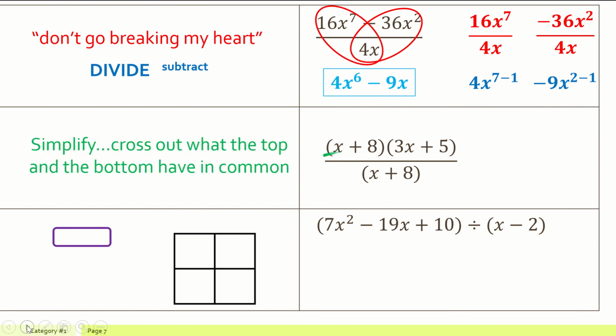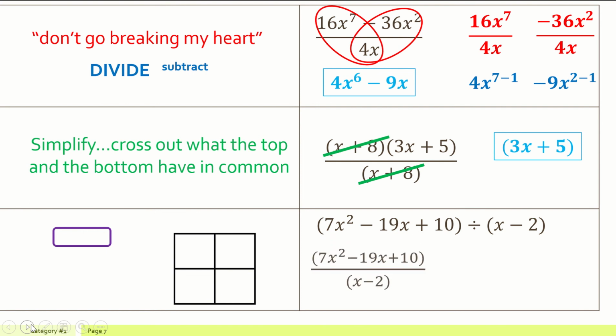So we look to see if we can simply cross out top and bottoms in common. X plus 8 divided by x plus 8. Anything divided by itself is 1. So we're just left with the remaining 3x plus 5. This last example, a little work to do here. The bottom, x minus 2, I know I can't factor that further, but this top is a trinomial. So we will have to use the box method to factor that.